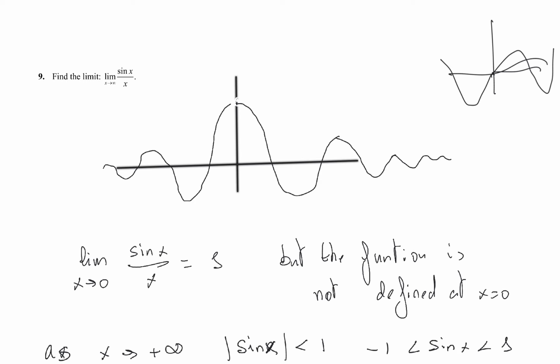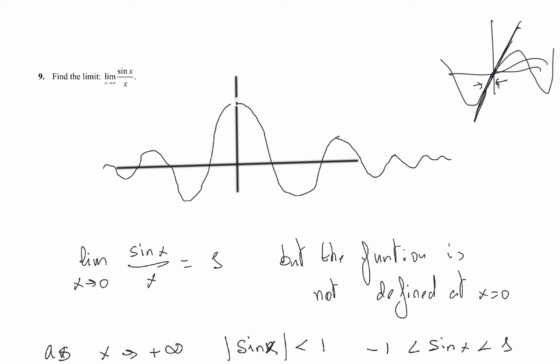And the function y equals x looks the same, in a way that the quotient of the two is 1. Sine of x divided by x is 1 when x approaches 0, from the right or from the left. But here the problem is, the function is not defined at x equals 0. So the problem says find the limit of this function. This is the graph of the function. When x approaches infinity, not 0, infinity, what will happen?